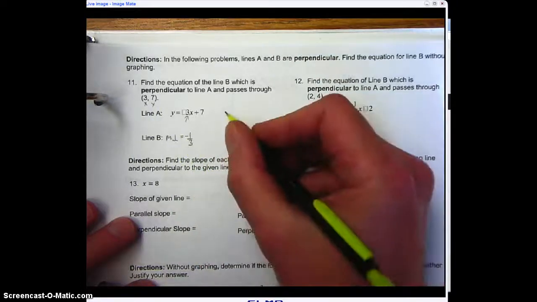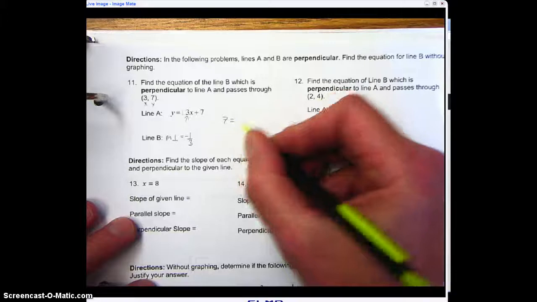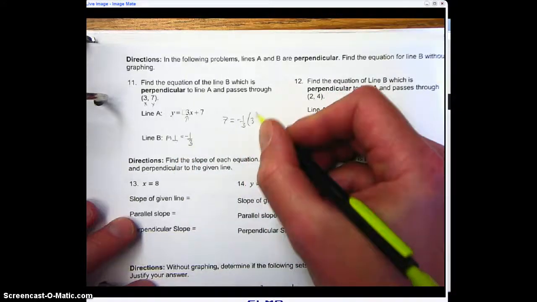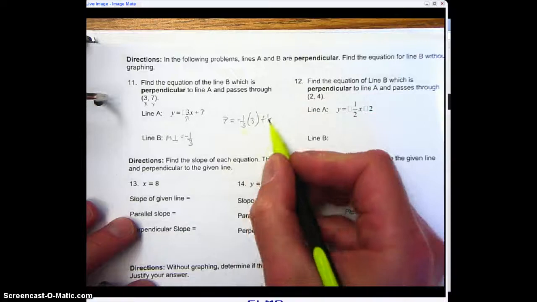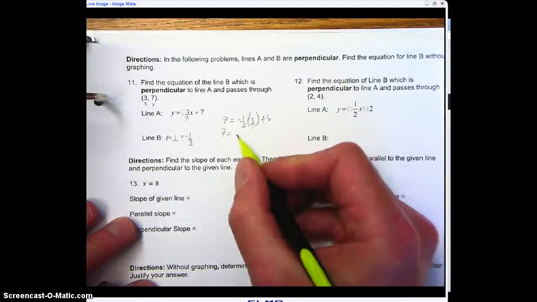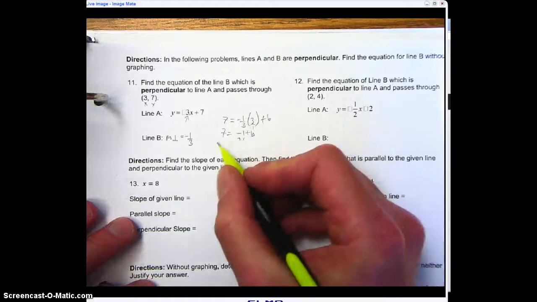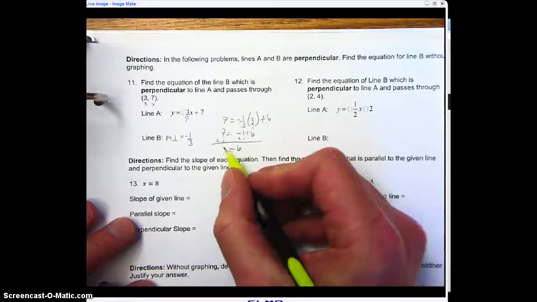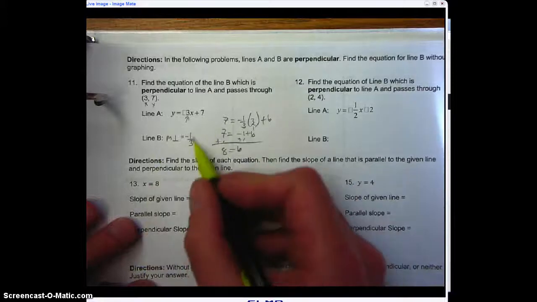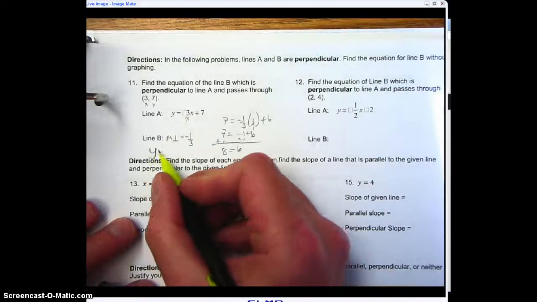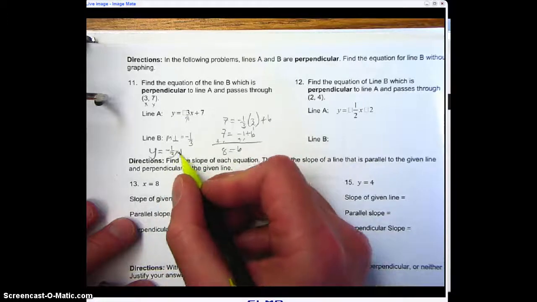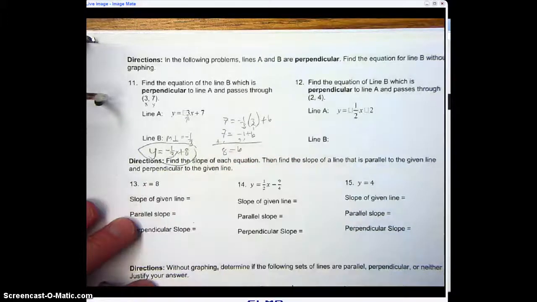So you go, y, which is 7, equals -1/3, which is the slope, times 3 plus b, and you simplify. So 7 equals -1/3 times 3, which simplifies to -1 plus b. Add 1, and you get b equals 8. So this equation for line B has this slope and this y-intercept, so the answer is y equals -1/3 x plus 8, which is what we just found.